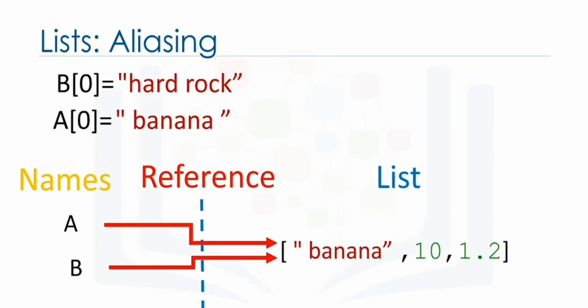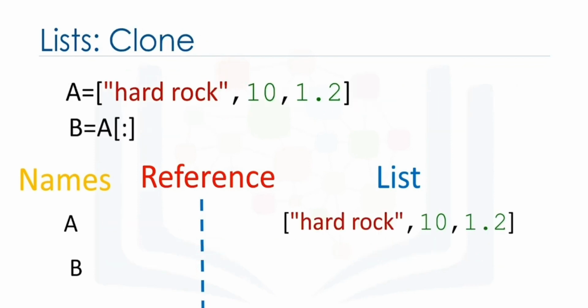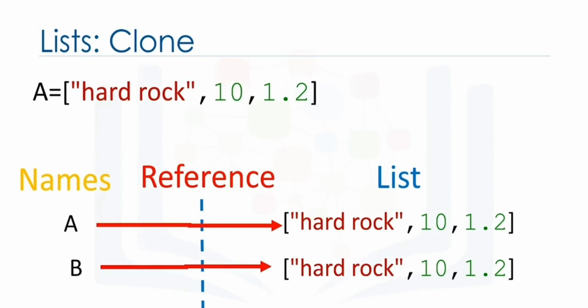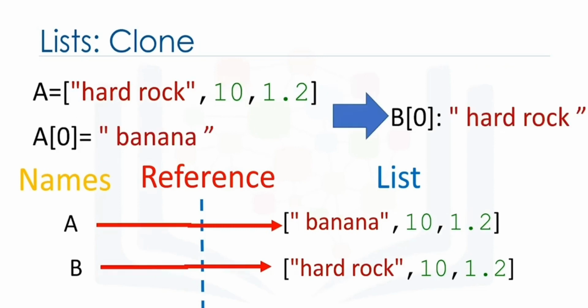A and b are referencing the same list. Therefore, if we change a, list b also changes. If we check the first element of b after changing list a, we get banana instead of hard rock. You can clone list a by using the following syntax. Variable a references one list. Variable b references a new copy or clone of the original list. Now, if you change a, b will not change.